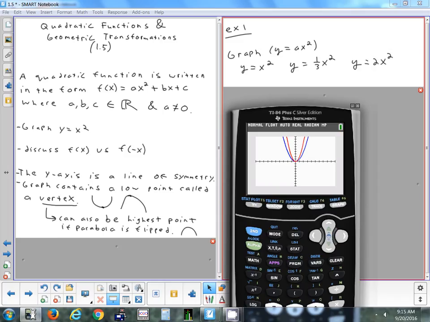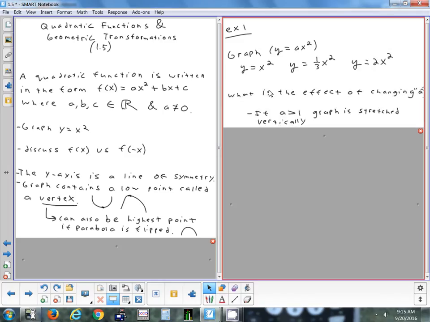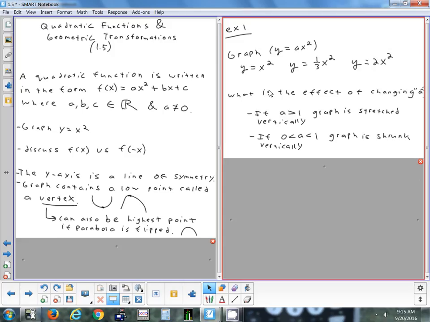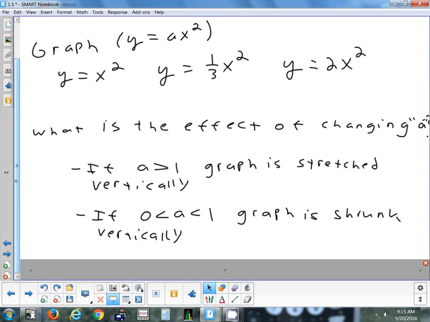All right, so sticking a number in front causes what we call either a vertical stretch or compression or shrink. When you plug in a number bigger than 1, that causes it to look skinnier. It stretches vertically. That's how we're going to say it: vertical stretch. If you plug in a number between 0 and 1, like 1/3, 1/2, that causes it to compress vertically or shrink. In fact, I'm going to say compressed.